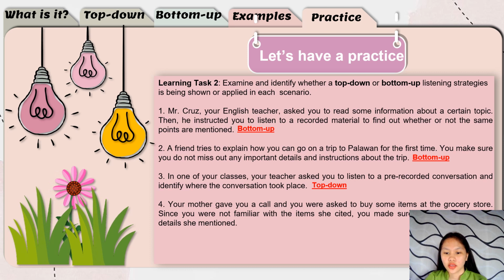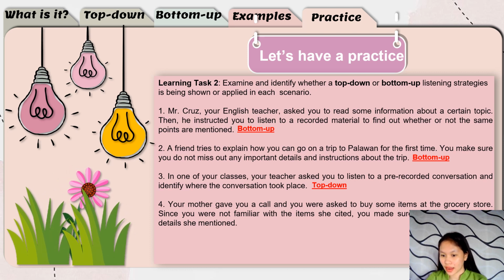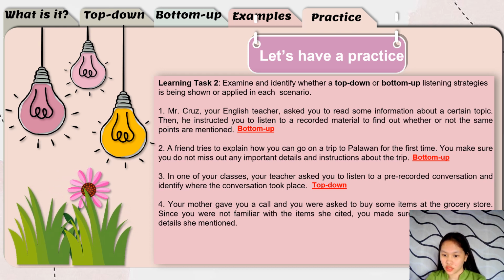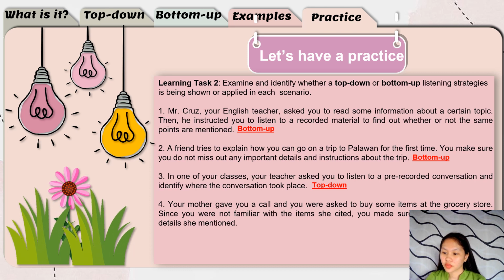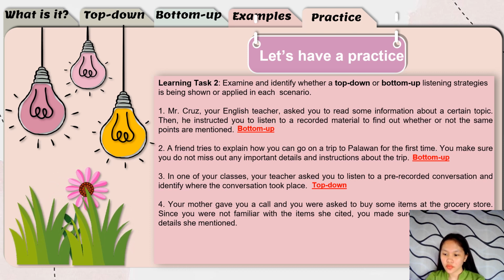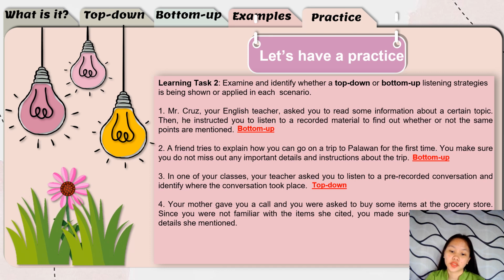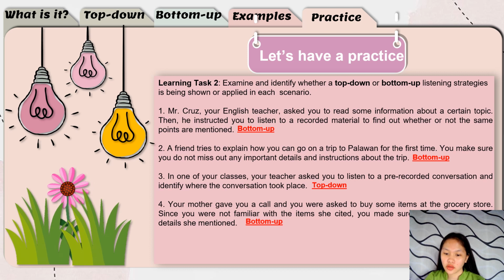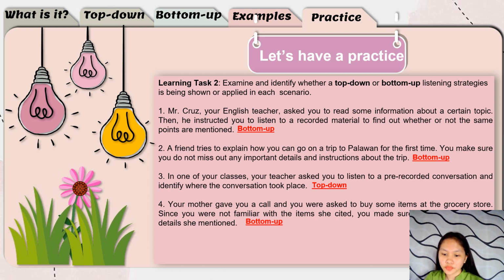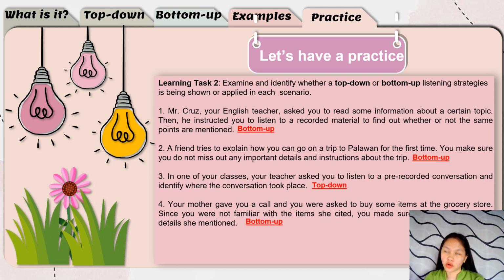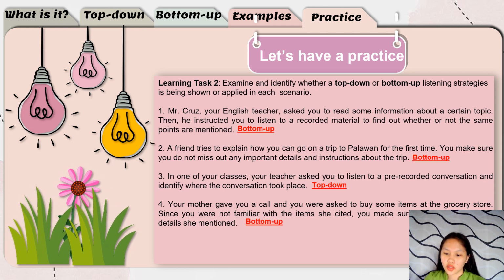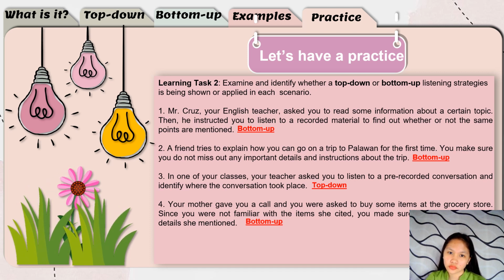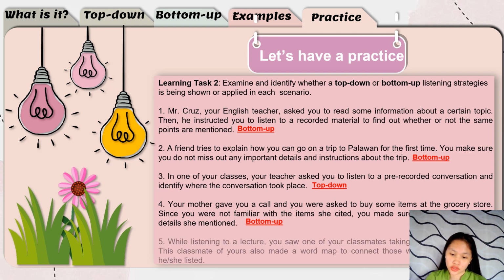Next, your mother gave you a call and you were asked to buy some items at the grocery store. Since you were not familiar with the items she cited, you made sure to remember specific details she mentioned. The answer is bottom up. Why? Because you listen for a specific item for you to buy at the grocery store.